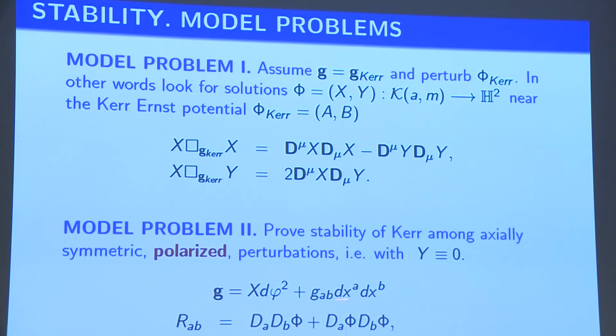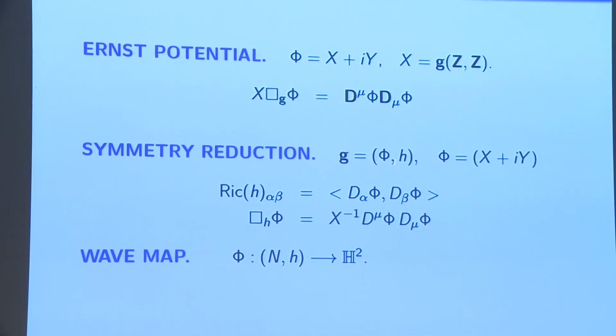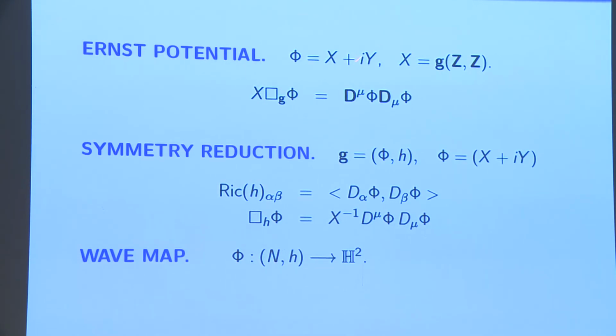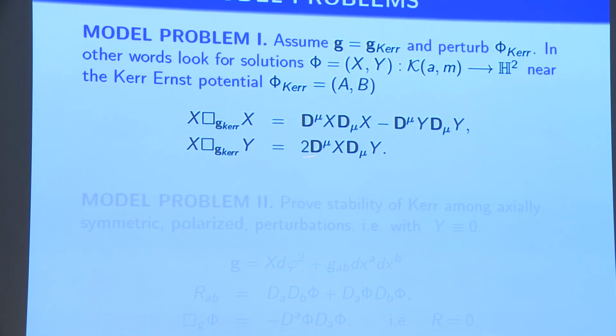Model problem number two is that you assume, in addition, polarization. So if you go back to what we have here, I'm going to assume that y is equal to 0, and it's easy to see that this system is consistent. In other words, y equal to 0 is a true solution.